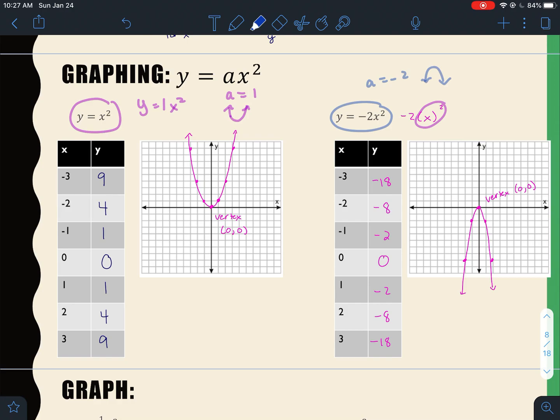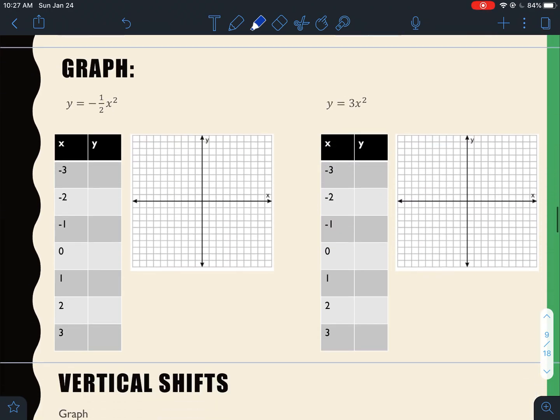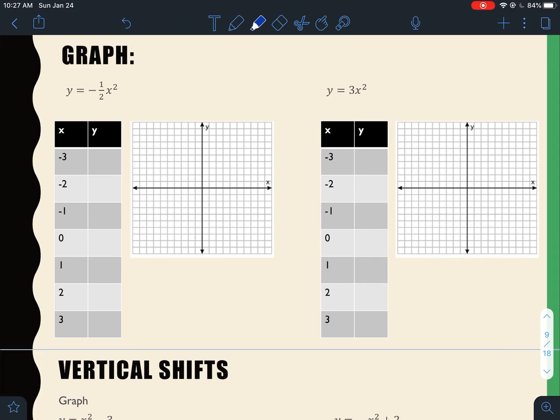If a is positive, the graph opens up, or it looks like a smile. All right, why don't you guys take a minute and see if you can graph y equals negative 1/2 x squared or y equals 3x squared using the table.